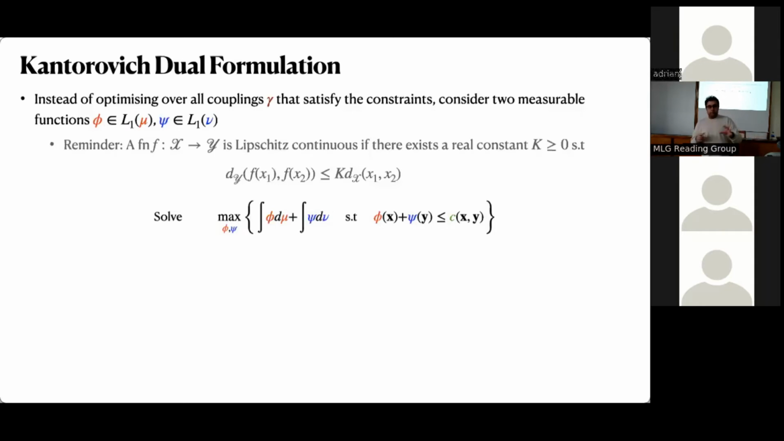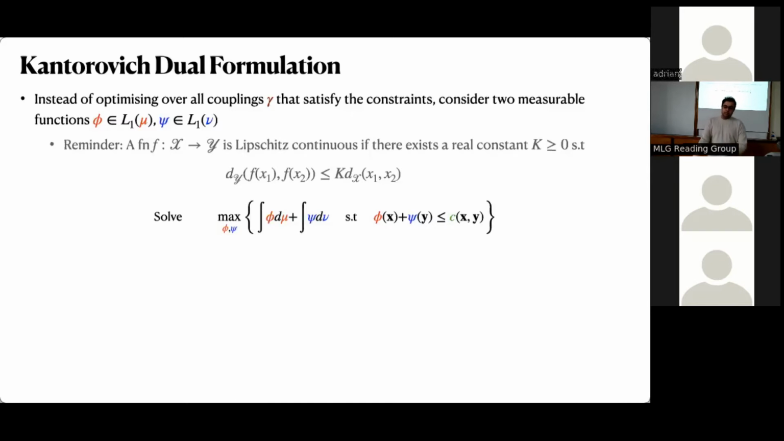And what Kantorovich said was that instead of solving the primal formulation that you had before, you solve the dual form of it, which is to say that you want the maximum of the two functions phi and psi that satisfy this equation, which is that the integral of phi over the first measure plus the integral of psi over the second measure. You want to maximize that given that the sum of these two functions at any point is less than or equal to the cost function.